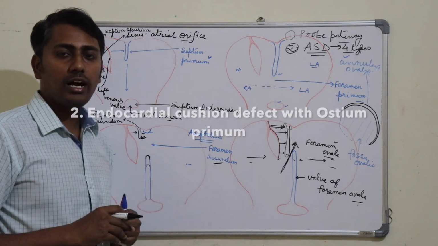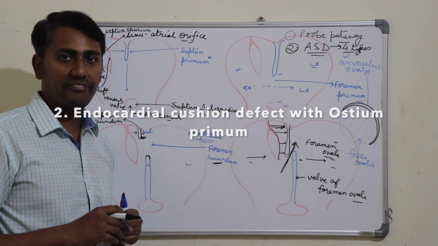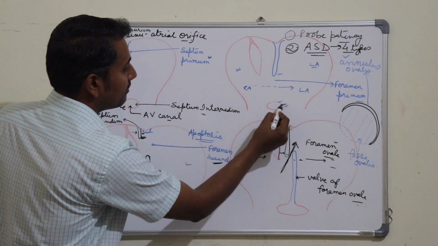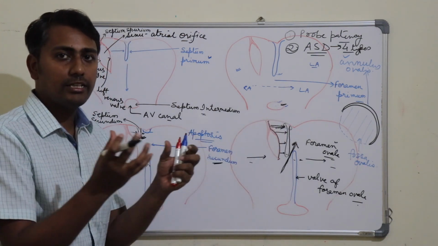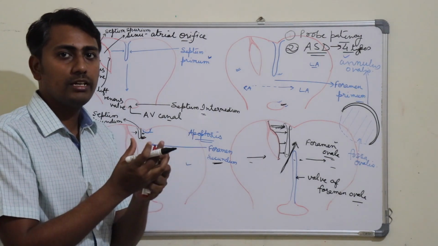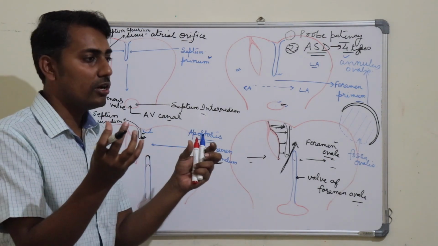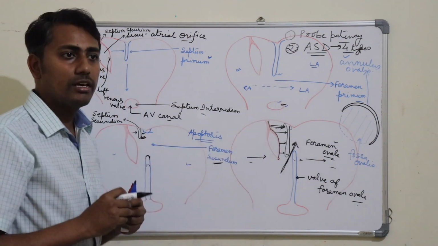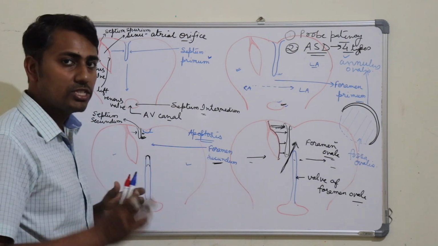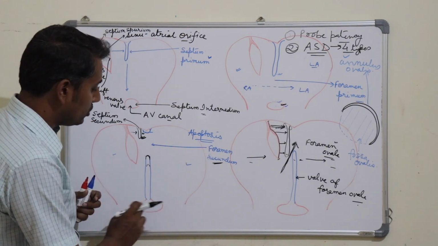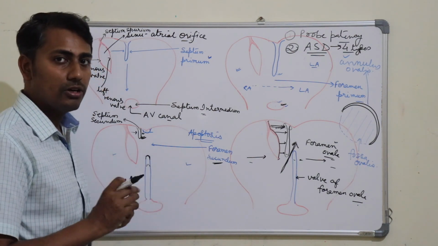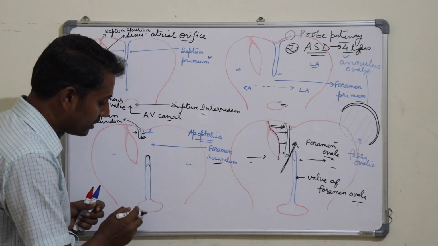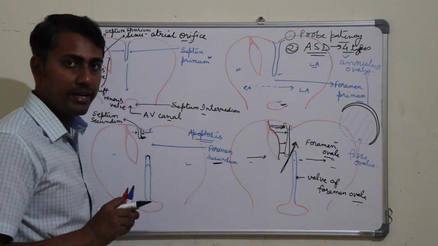Second type is endocardial cushion or atrioventricular cushion defect. In this, the septum intermedium, that is formed by the fusion of the anterior and the posterior endocardial or atrioventricular cushion, has not formed due to the non-fusion of these endocardial cushions. And this endocardial cushion is important not only for the division of the AV canal or atrioventricular canal into right orifice and the left orifice, but also in the development of a small part of the interventricular septum, here the membranous part.